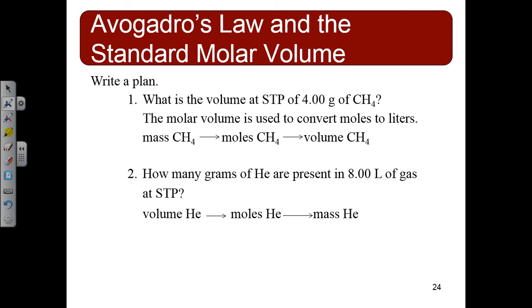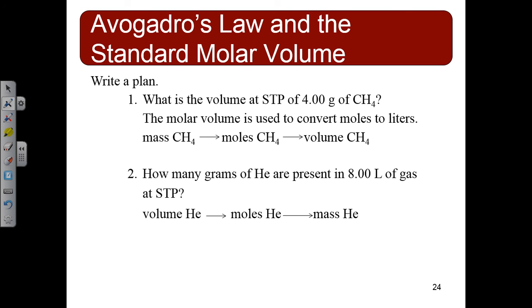Okay, so number one, to get from grams to moles, what do we have to do? We're going to have to divide, right? We're going to have to divide by the mass of CH4, which we already earlier saw was 16.0. Okay, and then to get from moles to volume, what's our new relationship between moles and volume? 22.4 liters per mole. Okay, that's what we're going to use there.